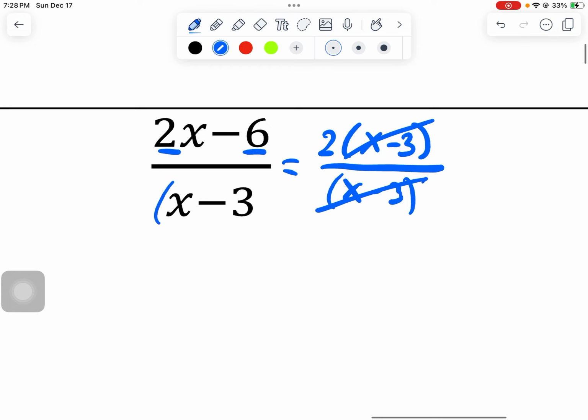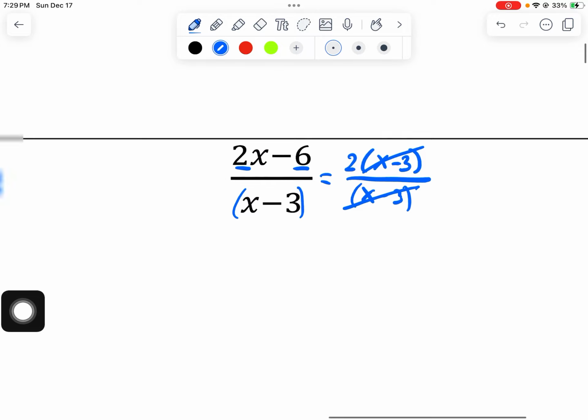Notice I put the parentheses around this. The parentheses around a number that doesn't need parentheses is fine. I didn't change anything, I just changed how it looked, and you'll remember to cross it out more if it's in parentheses.